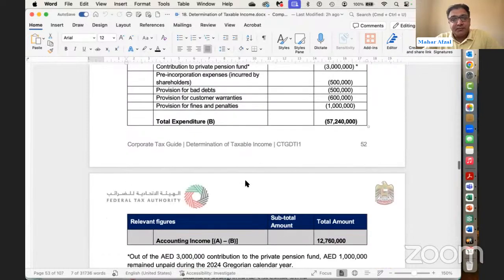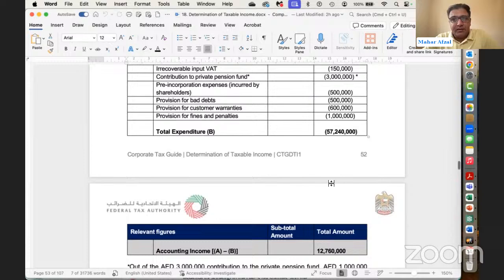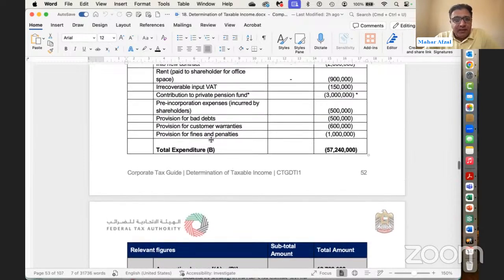So total accounting income is 12760. If you're considering the accounting income, you need to make the adjustment. What type of adjustment? We can go through this adjustment very quickly. So that 12760 is my profit. Then the provision fund, fines and penalties, for sure this is not allowed, because fines and penalties are not allowed. I am adding it back.